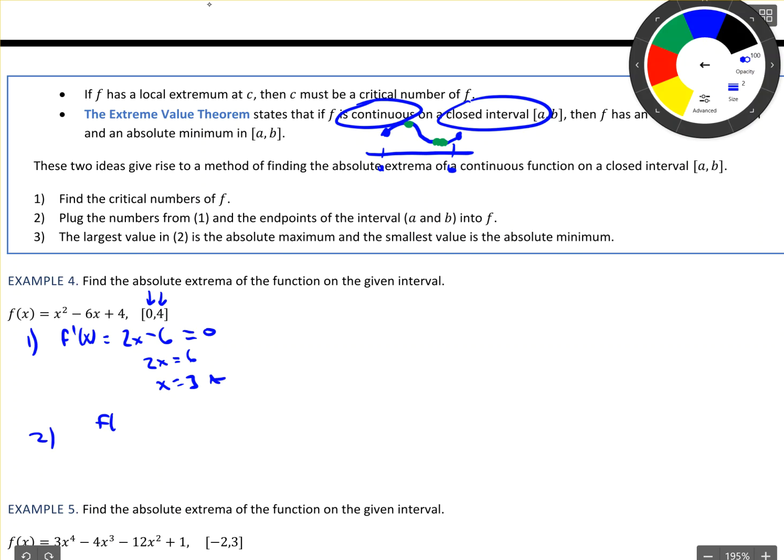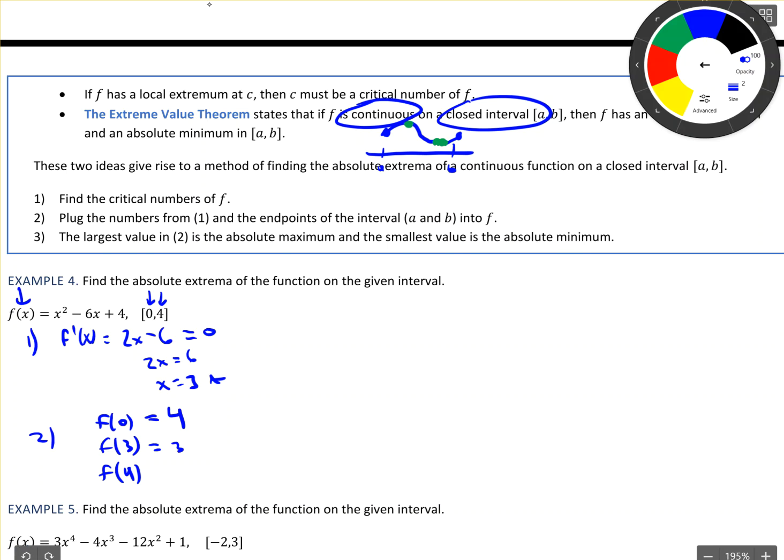So f of 0, f of 3, f of 4. And we're just going to look for which one's the biggest and which one's the smallest. So when I plug in 0, I get 0 squared minus 6 times 0 plus 4. So I get 4. And remember, we're plugging it into the original function, not into the derivative. So f of 0 equals 4.